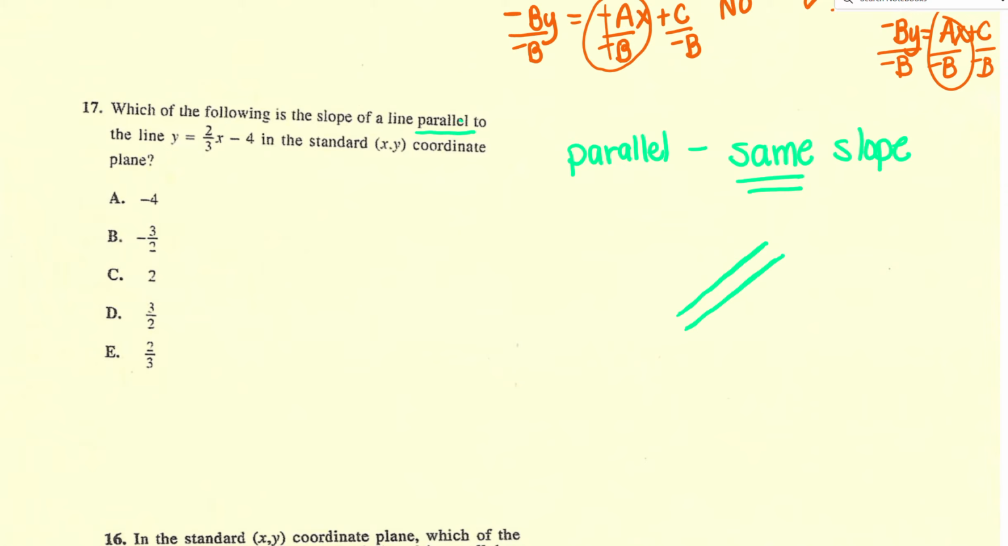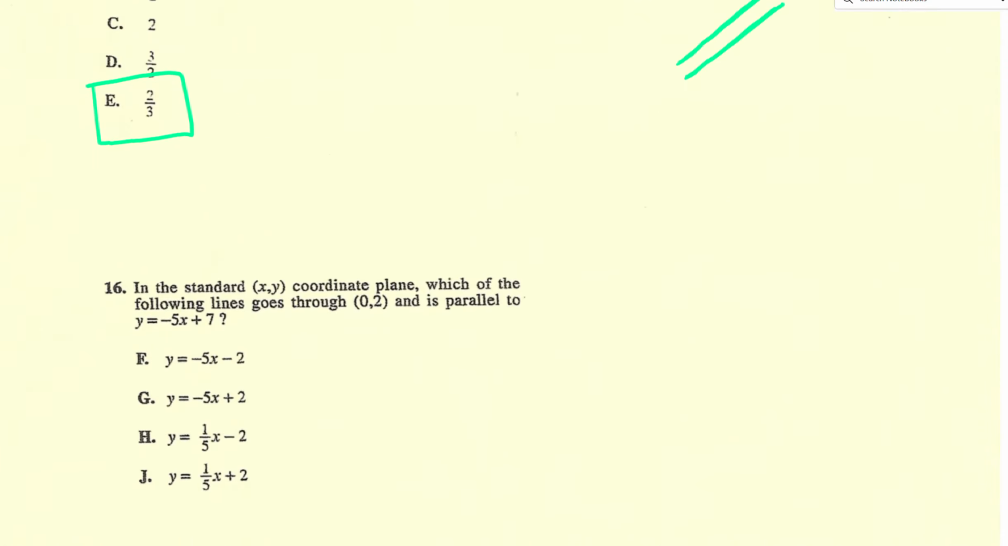So this line right here is already in y equals mx plus b form. So I can just look and see what that slope is and then know that mine has to be the very same. So it's answer E, just like that. Okay, let's take a look at this one.